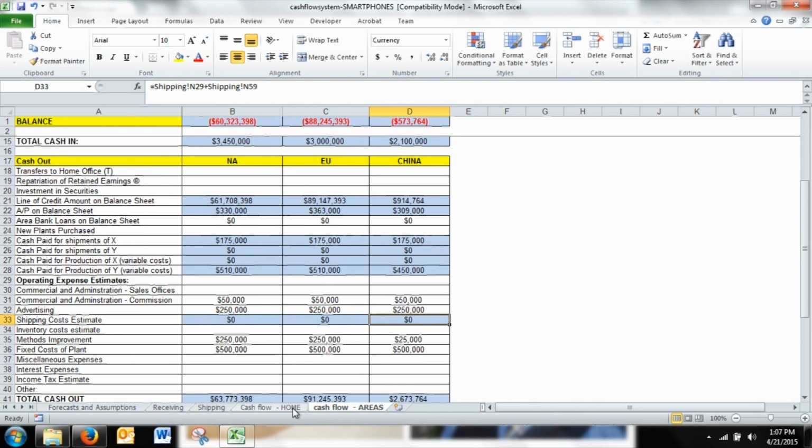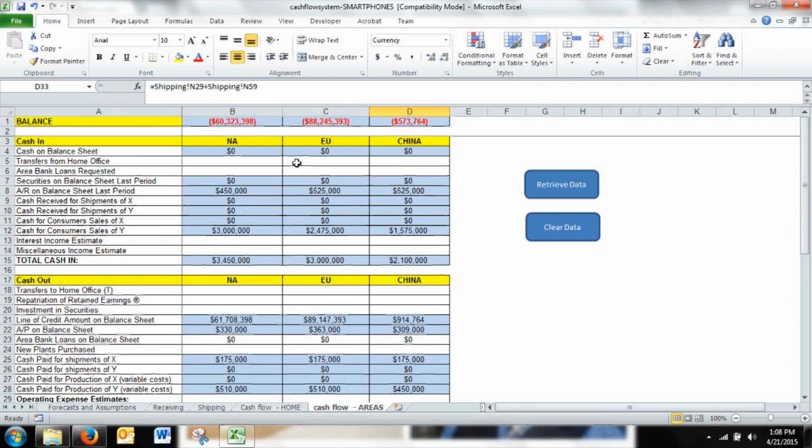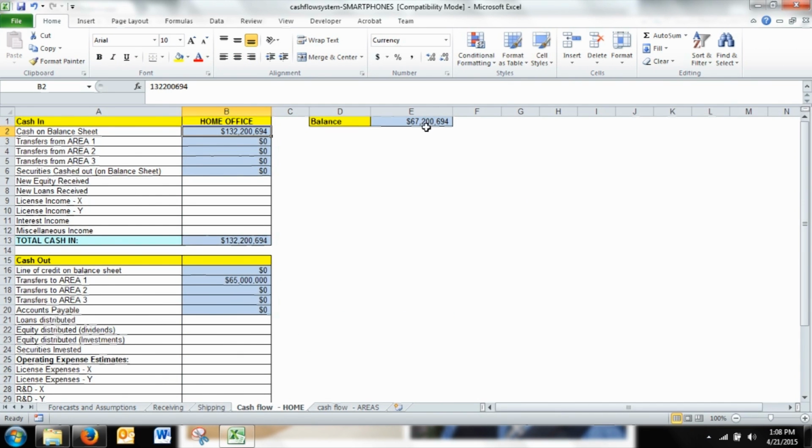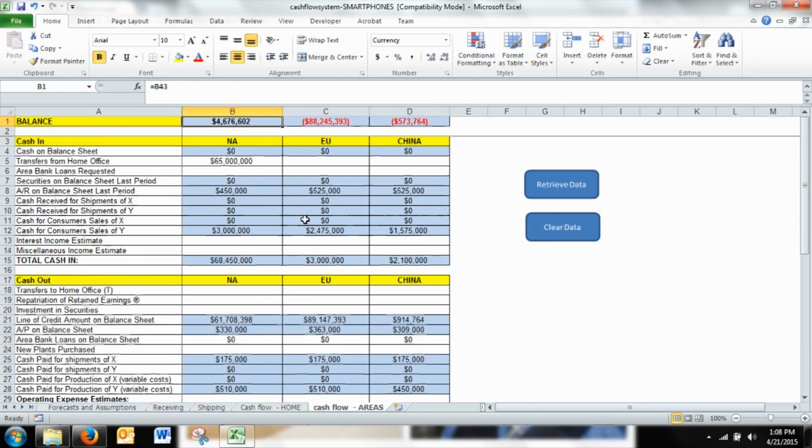So you can see that we have a bit of a problem in terms of cash flow in these areas. Okay, so we're down 60 million. So one of the things we're going to have to do is transfer out some money from home office to North America. So let's do a $65 million transfer. Okay, so that'll give us positive cash there. And you'll see that that's now updated in our balance in home office, transfers to Area 1. Okay, so this just gives us an idea planning-wise what we need to do.